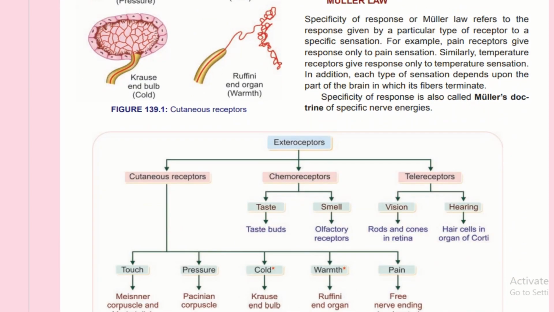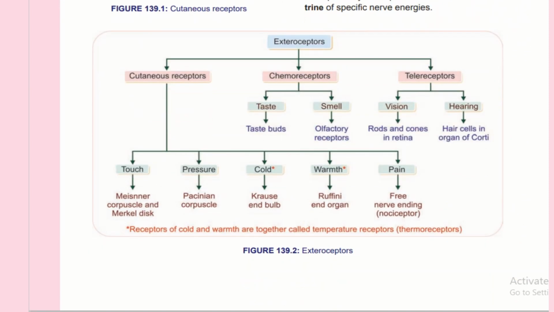Okay, let's look at the figure. This is the summary of the exterior receptors. We said that exterior receptors are divided into three groups: cutaneous receptors, chemoreceptors, and telereceptors. Chemoreceptors are further divided into two parts, responsible for taste in the taste buds and smell in the olfactory receptors. Telereceptors are also divided into two parts, responsible for vision and hearing. Vision includes rods and cones in retina, and hearing is the hair cells in the organ of Corti.